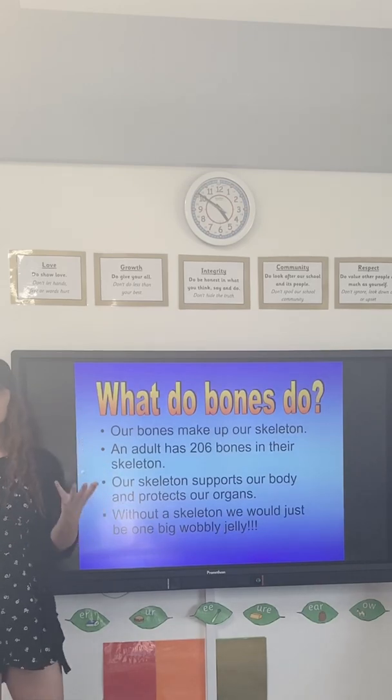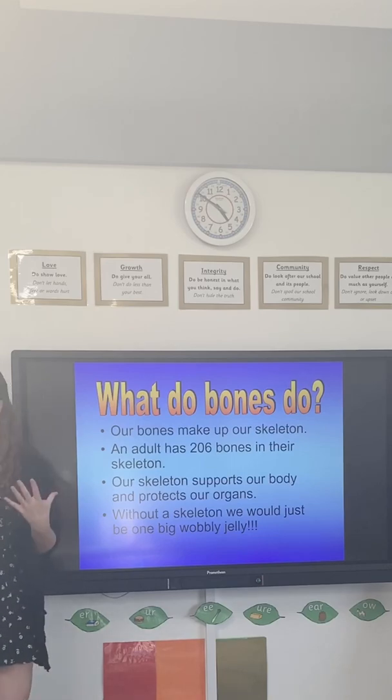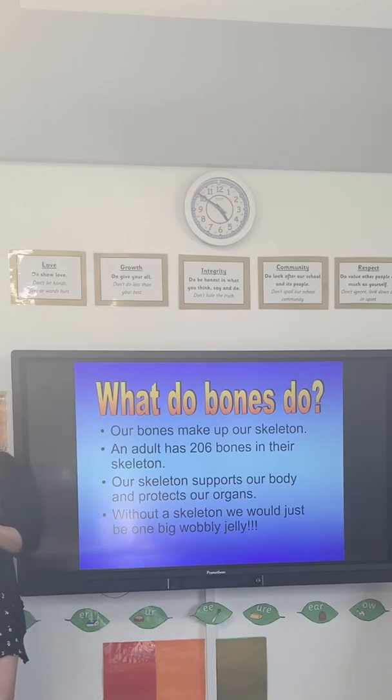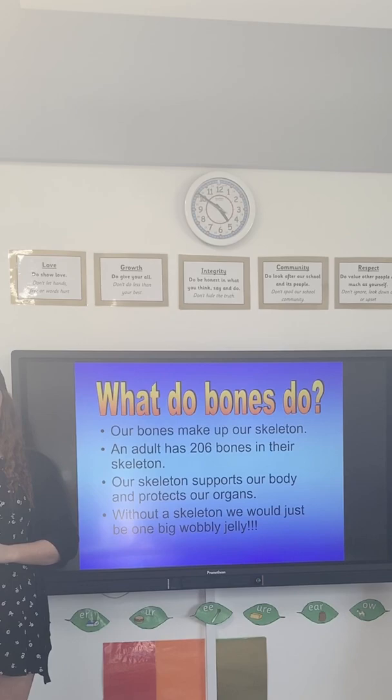So what do bones do? Like I've said already, they protect your organs, your heart, your lungs, your liver. All of those things need to be protected because they're soft and we don't want them getting broken. So the bones help to create those cages, like for example our brain, our skull creates a boned cage that protects our brain. An adult has 206 bones throughout their body. So that's 206. See if we can say that? 206.